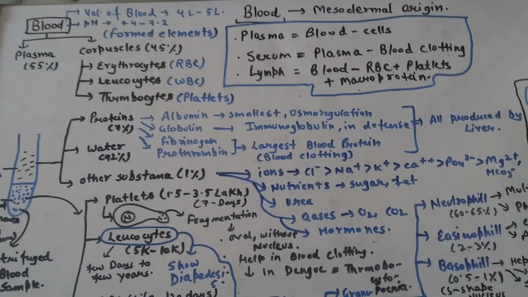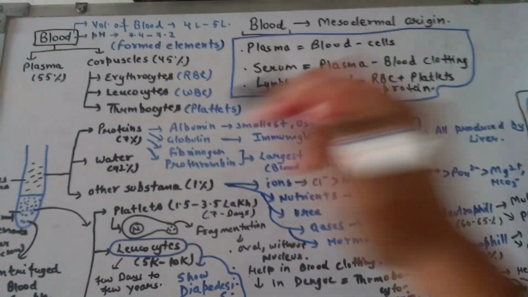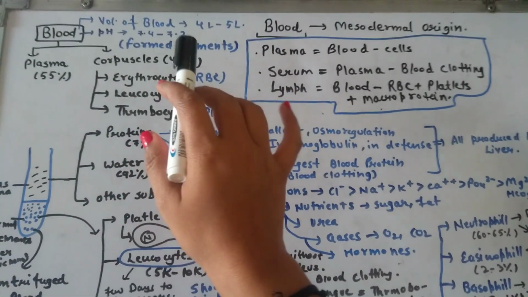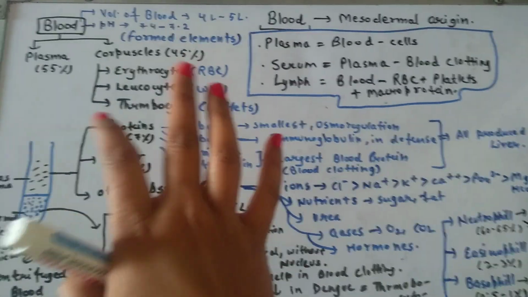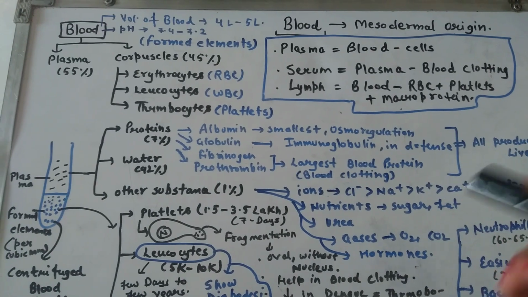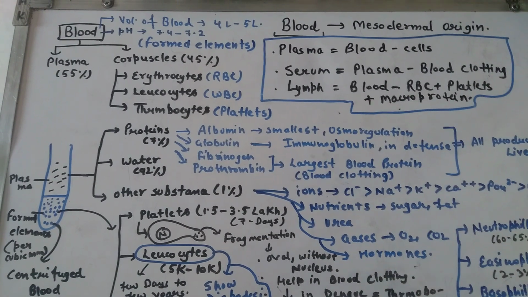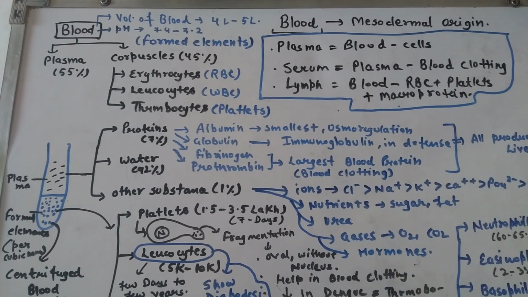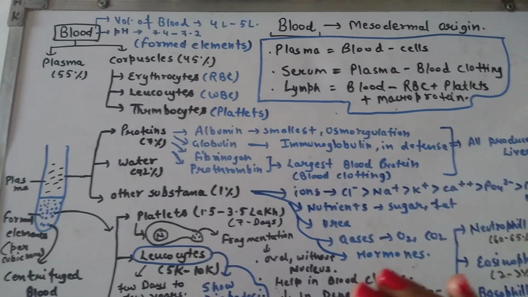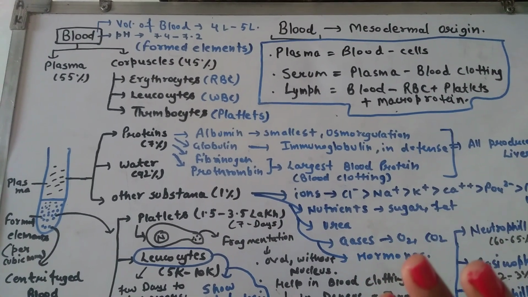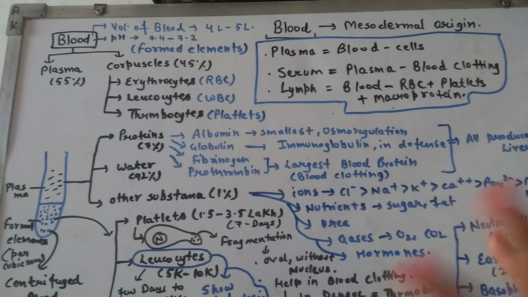The volume of blood in the body is approximately 4 to 5 liters. The pH of blood is 7.4 to 7.2. The oxygenated blood is slightly alkaline, and deoxygenated blood is slightly acidic. So 7.2 is the pH of acidic blood, and 7.4 is the pH of oxygenated blood.